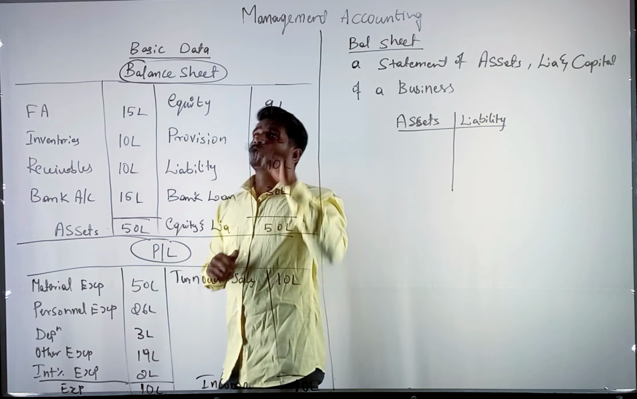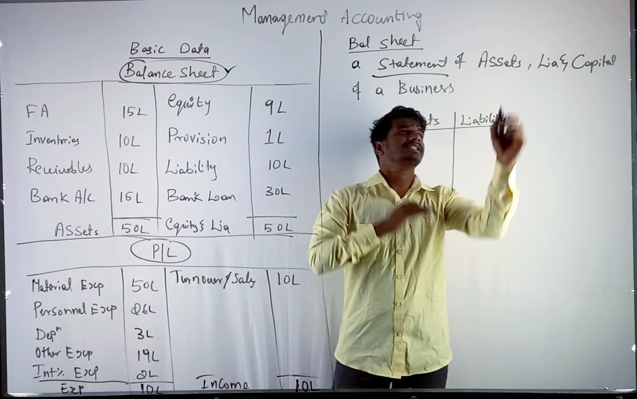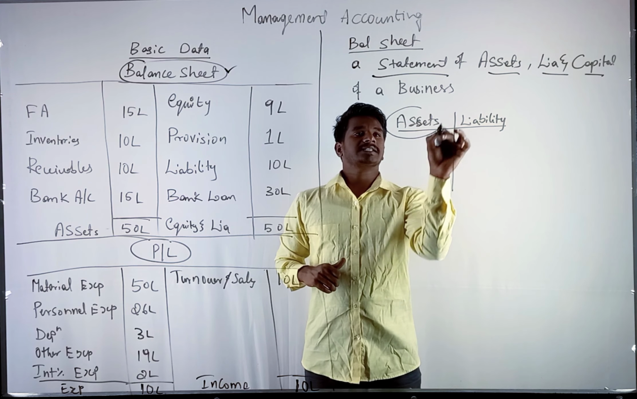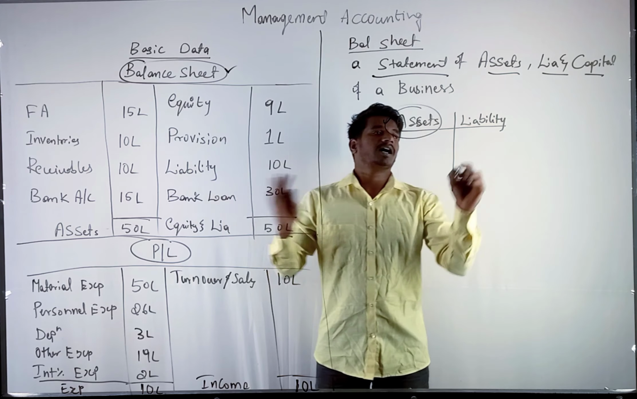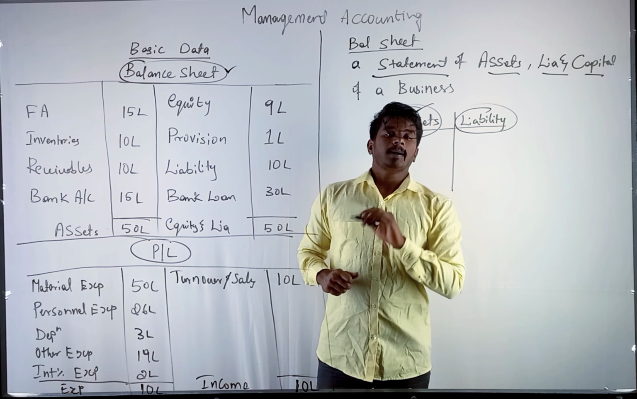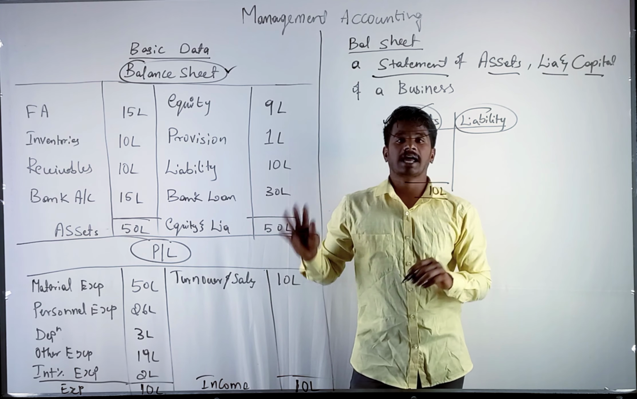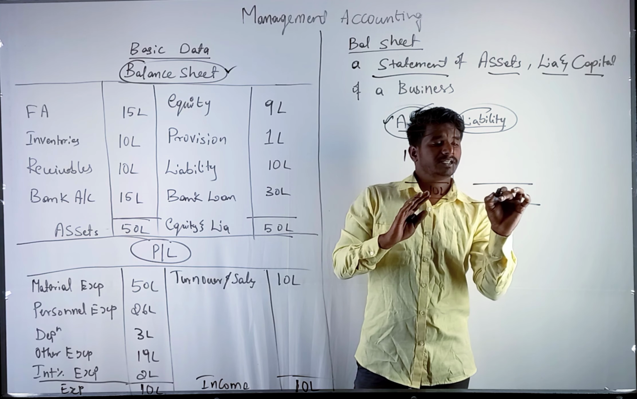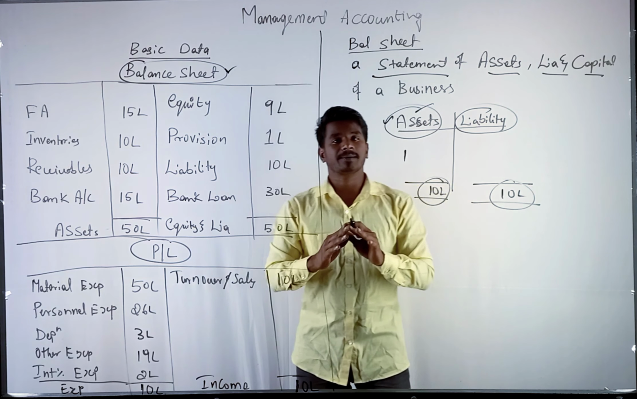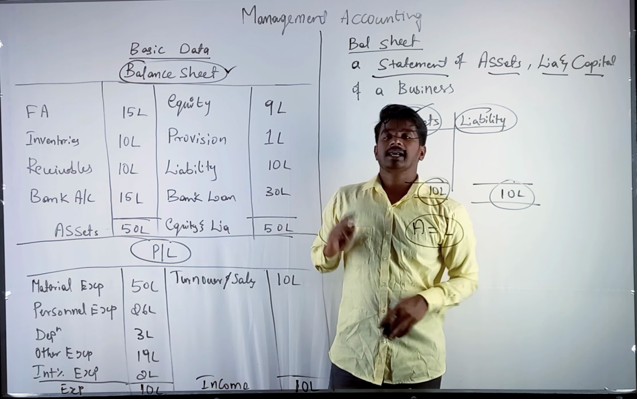Fine. Now, what do you mean by balance sheet? Balance sheet is nothing but a statement of assets, liabilities, and capital of a business. Right. On the left hand side, we represent assets, and on the right hand side, we represent liability. Now, balance sheet always should be tallied. Means if the total balance of the assets is 10 lakh, the liability also should be 10 lakh only. These both numbers should be same. Assets equals liability. Always assets should equal liability.